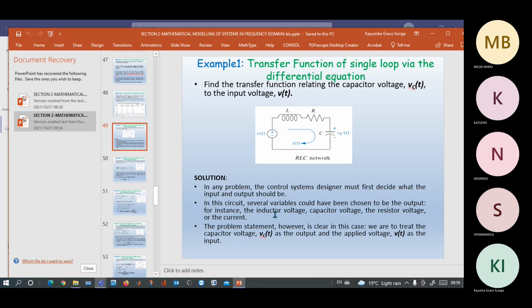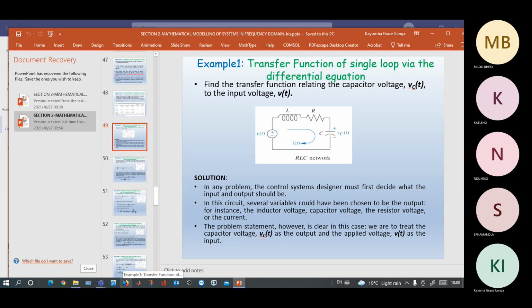For instance, the inductor voltage, the capacitor voltage, the resistor voltage, or the current. You can even choose the resistor and capacitor voltage together as your output, or the inductor and the capacitor. It depends on you. But in this particular problem, we already have the input and the output. The input is V(t) and the output is V_C(t).